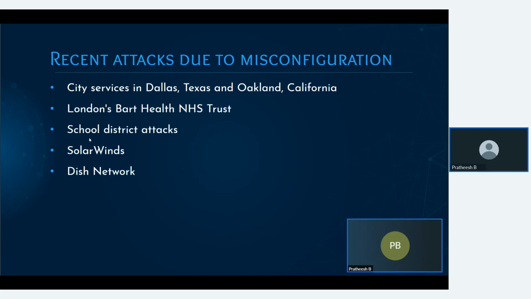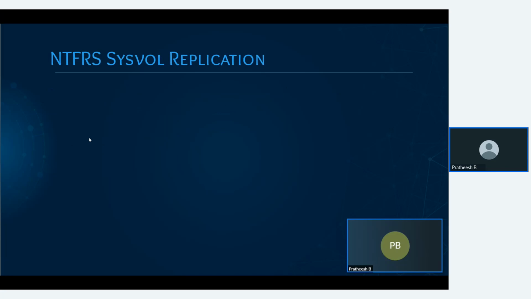So let's talk about a few misconfigurations that could prove to be costly. And one such thing is NTFRS sysvol replication. So what is NTFRS? It is an old protocol that has been replaced by DFSR. So attackers can manipulate the NTFRS vulnerabilities to compromise the sysvol folder and potentially change GPOs and logon scripts to propagate malware and move laterally across the environment.